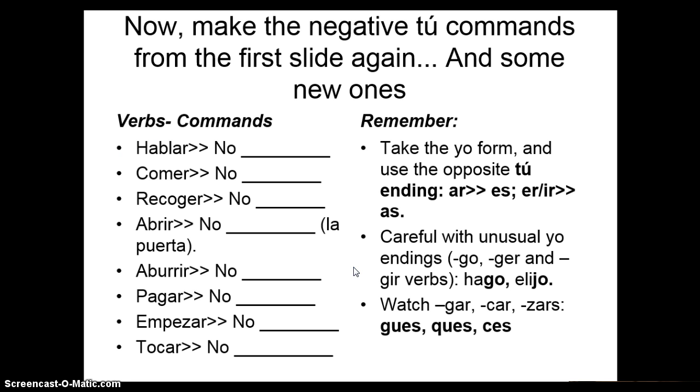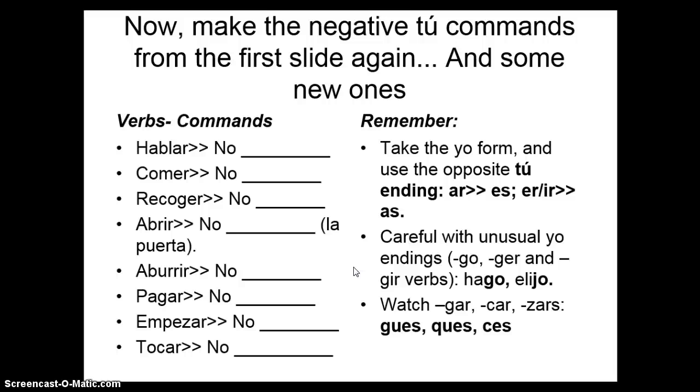Okay, so now we're going to make negative tú commands. It's your turn to make a few from the first slide again, and I've added a few in here. On the left, you have the verbs I'd like you to work with: hablar, comer, recoger, abrir, and I've added la puerta to make that one a little more logical. Aburrir, pagar, empezar, and tocar. Okay? If you can't remember offhand how to form these commands, there's a little reminder on the right.